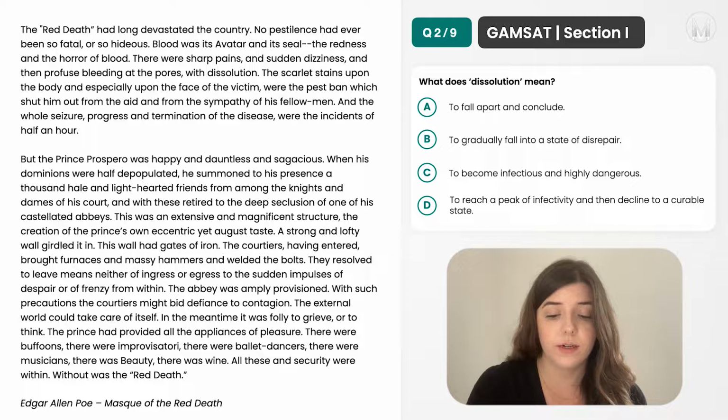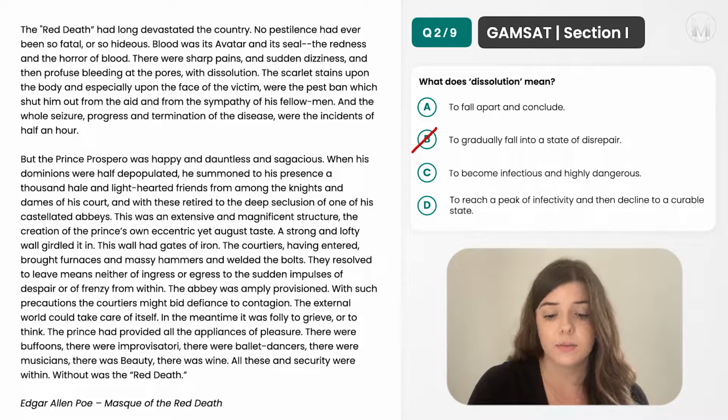B, to gradually fall into a state of disrepair. So we're definitely deteriorating, but it's not just a state of disrepair, it's death itself. So we can rule out option B.